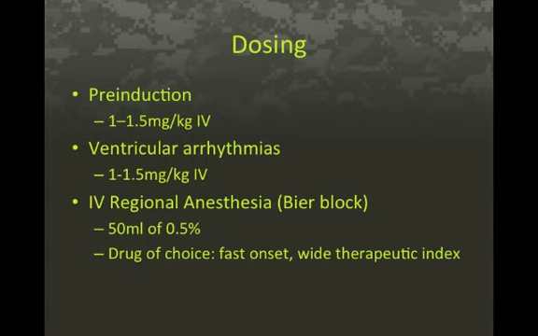is also used. Lidocaine is the drug of choice for IV regional anesthesia, such as a Bier block. 50 milliliters of 0.5% lidocaine is used for a total dose of 250 milligrams. Lidocaine is the local anesthetic of choice for these procedures due to its relatively fast onset and wide therapeutic index.